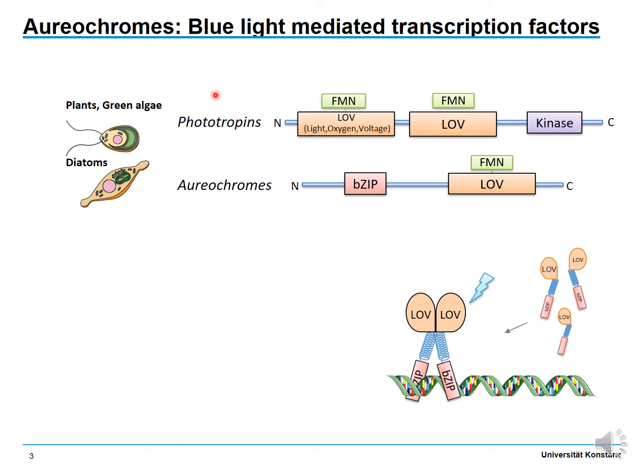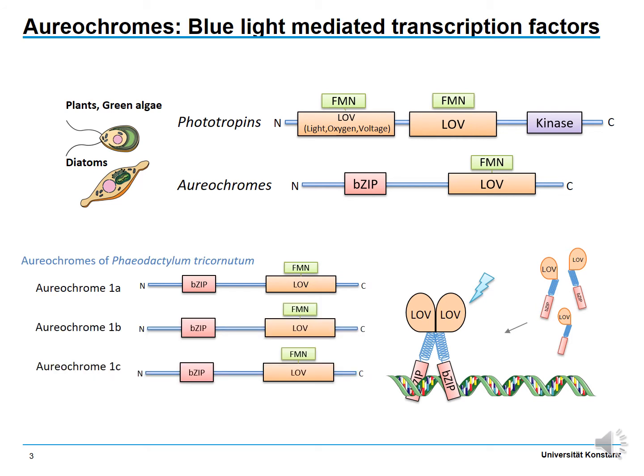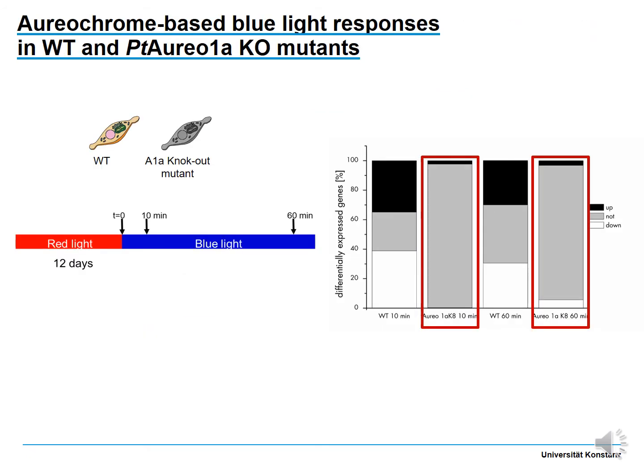Aureochromes are similar to phototropins, which are blue light photoreceptors in the green lineage, in terms of their domain composition of the protein. Aureochromes possess a LOV domain to sense the light and a bZIP domain as an effector domain, which can form a dimer, then directly bind to DNA and function as a transcription factor. We're using the diatom Phaeodactylum tricornutum to study aureochromes, and there are four isoforms: Aureochrome 1A, 1B, 1C, and 2. So far, among these four aureochromes, Aureochrome 1A has been studied most intensively.